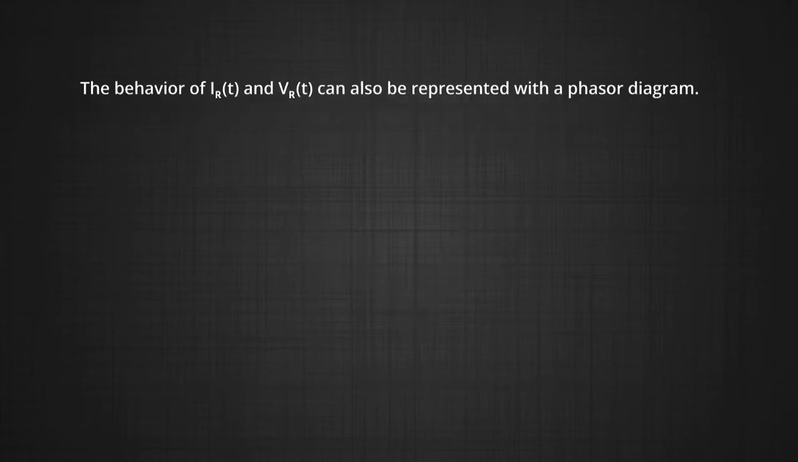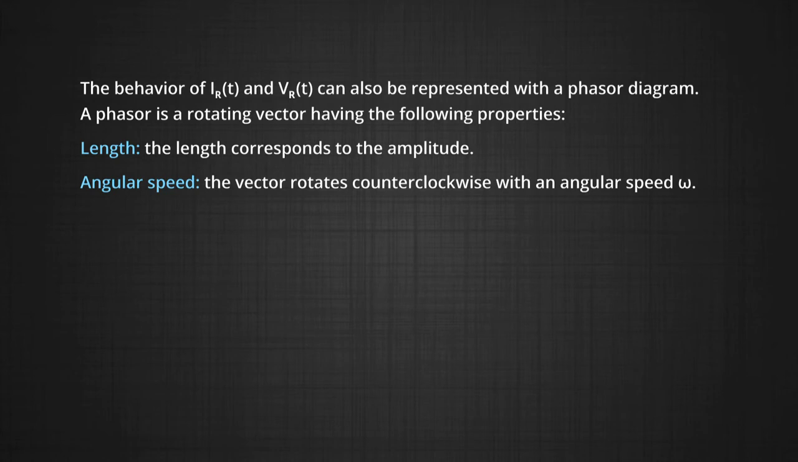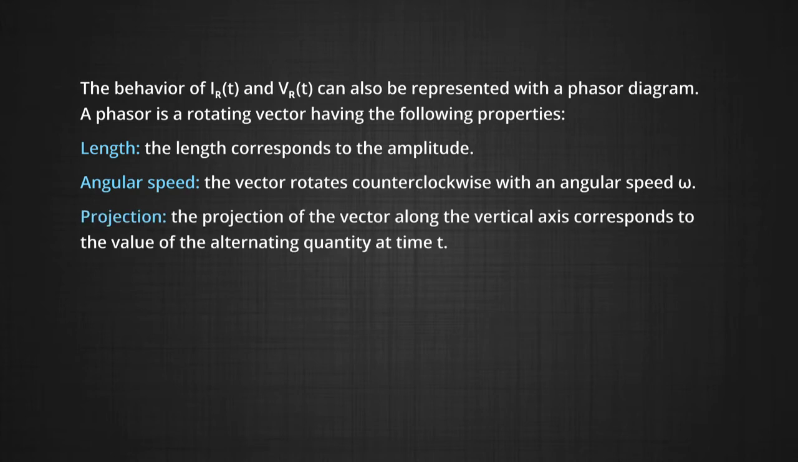The behavior of I R and V R can also be represented with the phasor diagram. The phasor is a rotating vector having the following properties. Number one, length: the length corresponds to the amplitude. Angular speed: the vector rotates counterclockwise with the angular speed omega. Projection: the projection of the vector along the vertical axis corresponds to the value of the alternating quantity at time t.